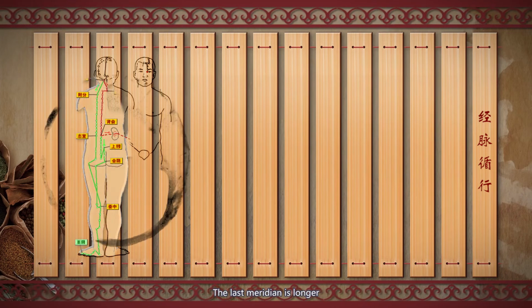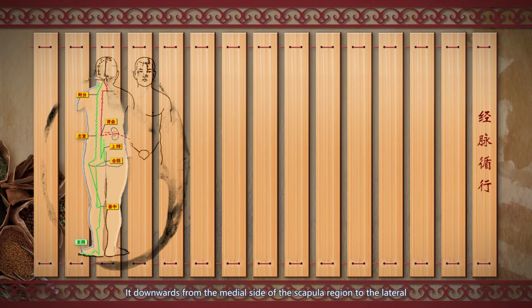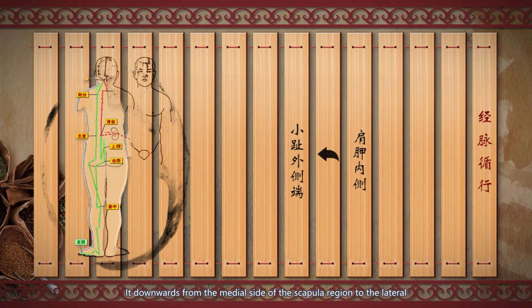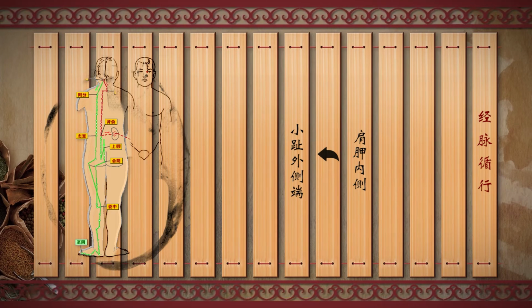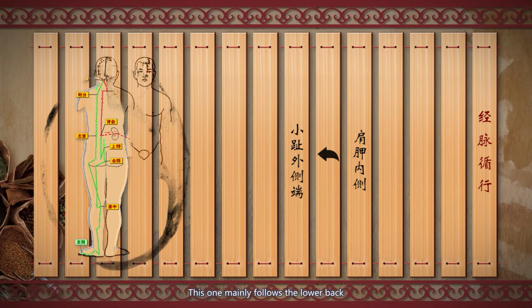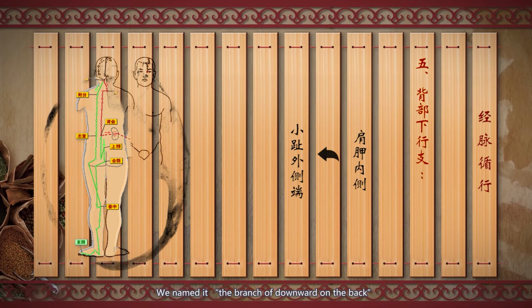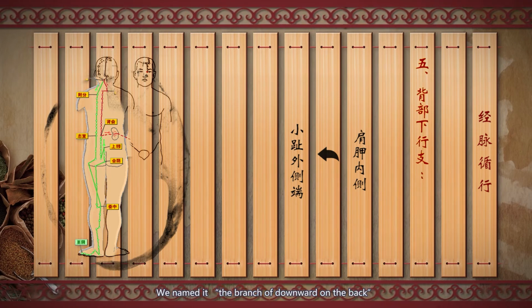The last meridian is longer, going downwards from the medial side of the scapular region to the lateral side of the tip of the little toe. This one mainly follows the lower back. We name it the branch of downward on the back.